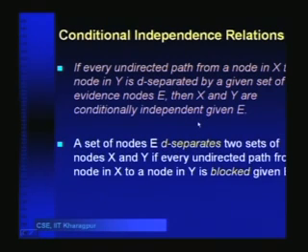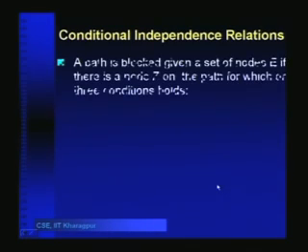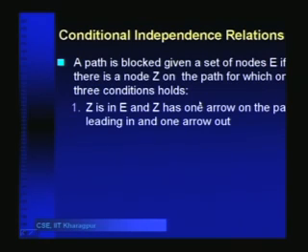Okay. Now, the definition of d-separation is like this: a set of nodes E d-separates two sets of nodes X and Y if every undirected path from a node in X to a node in Y is blocked given E. Now we have to define what is blocked. A path is blocked given a set of nodes E if there is a node Z on the path for which one of the three conditions holds.